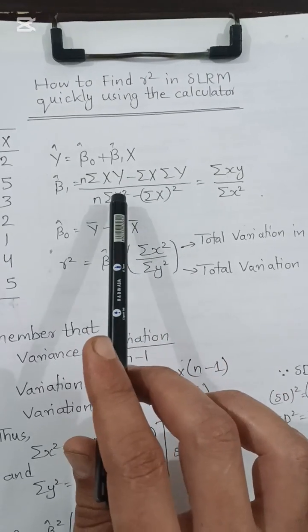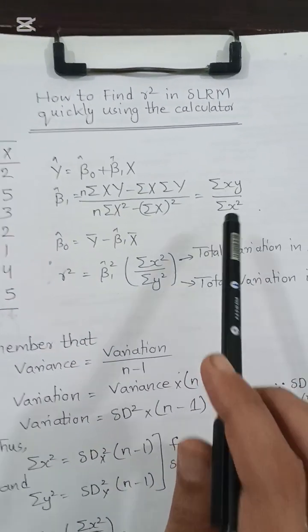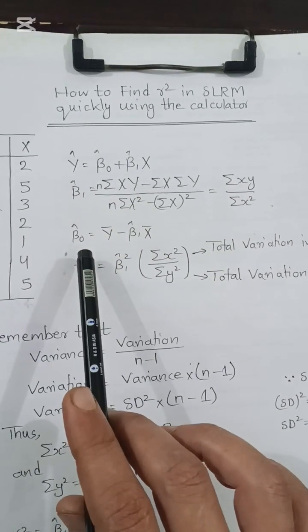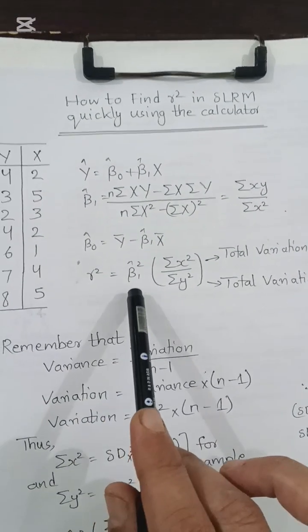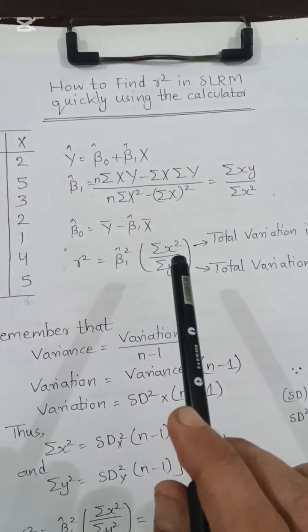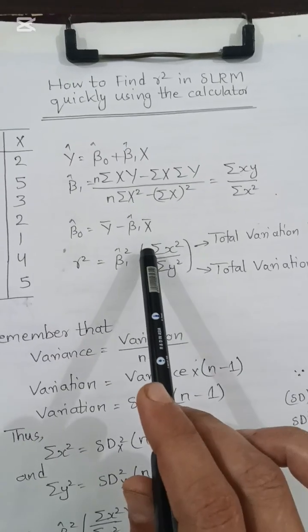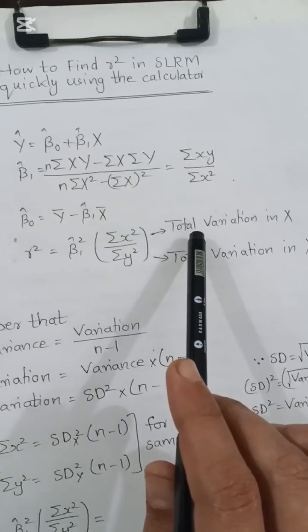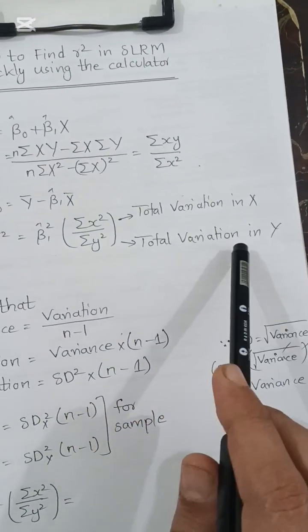where beta 1 hat equals this formula, and this formula can also be written in the deviation form as sum of xy divided by sum of x square, and this is the formula for beta naught hat. And the formula for r square equals beta 1 hat square into sum of x square divided by sum of y square. Remember that here x and y are in the deviation form, so this sum of x square is the total variation in x, and sum of y square is the total variation in y.